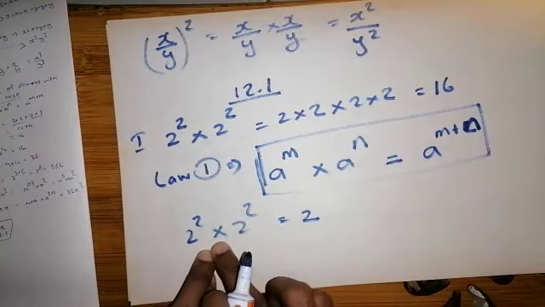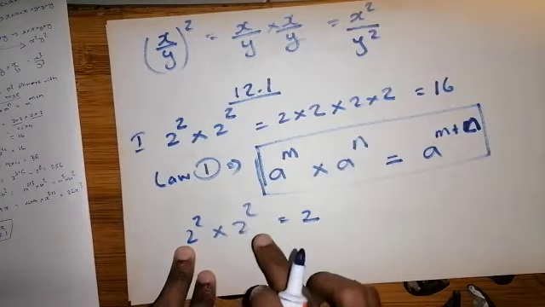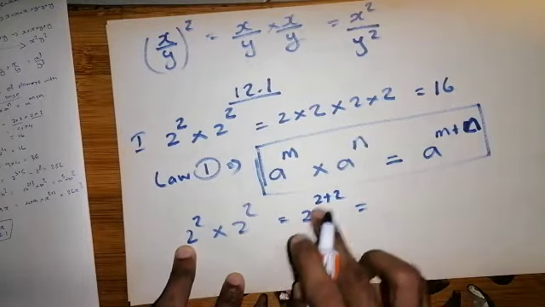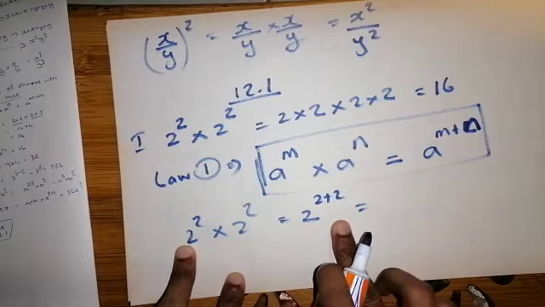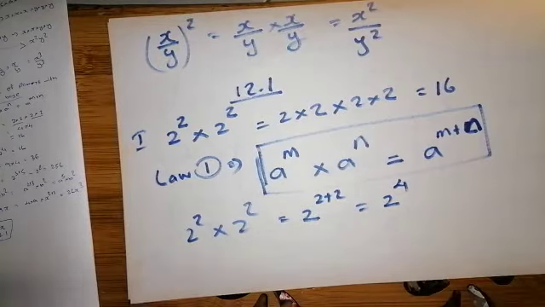Always, when multiplying the same base, the index should be added. So 2 plus 2. You have to write this step. Finally 2 plus 2, that is 4. So what does that mean? 2 to the power 4.